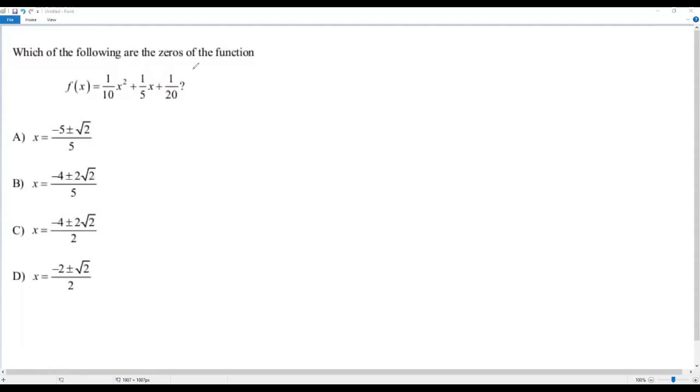Here we have a SAT math problem. Okay, let's go with the question. Which of the following are the zeros of the function f of x equals 1/10 x² + 1/5 x + 1/20?